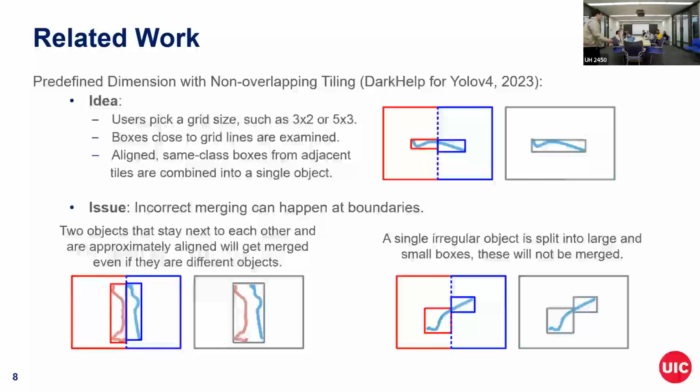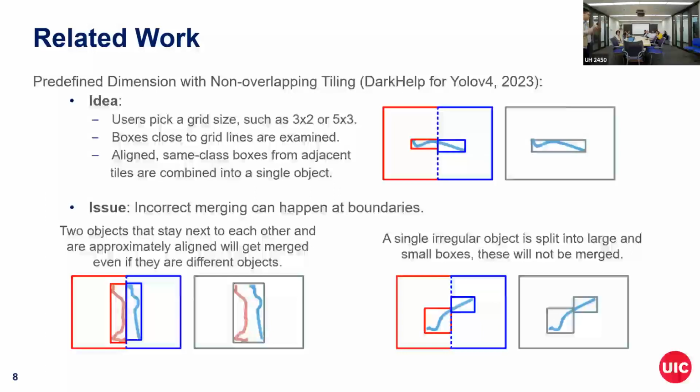So yes, here I come to some related work. DarkHelp YOLO v4. YOLO v4 is an object detection model, and DarkHelp proposes some ideas about how to do tiling. They have predefined dimension tiling with non-overlapping tiles, meaning the user picks a grid size, for example 3 by 3, and then the tiles are made and predictions are performed on them.